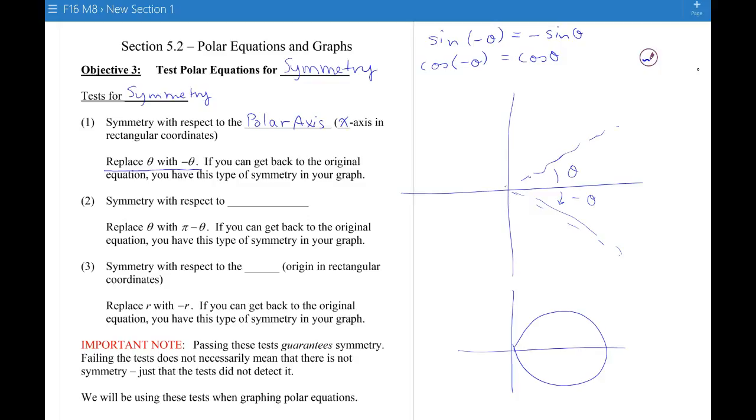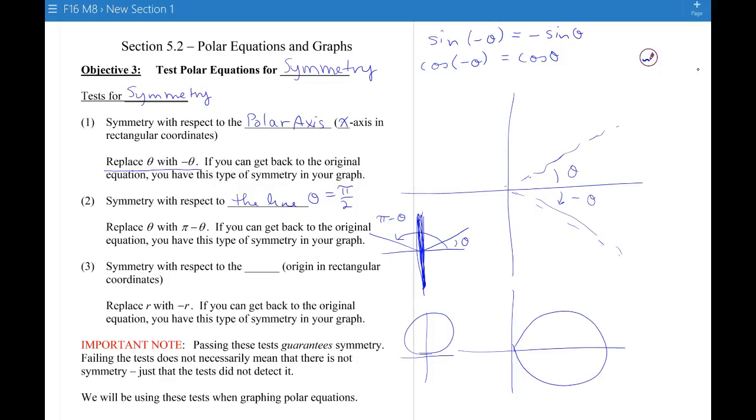Then the next thing will be symmetry with respect to the line theta equals pi over 2. Theta equals pi over 2 means the angle stays pi over 2 and r goes through all its different values. So this would be the y-axis in rectangular. We replace theta with this angle, which is pi minus theta, and see if you have this type of symmetry. That would mean your picture looks something like this, where you're symmetric about that line.